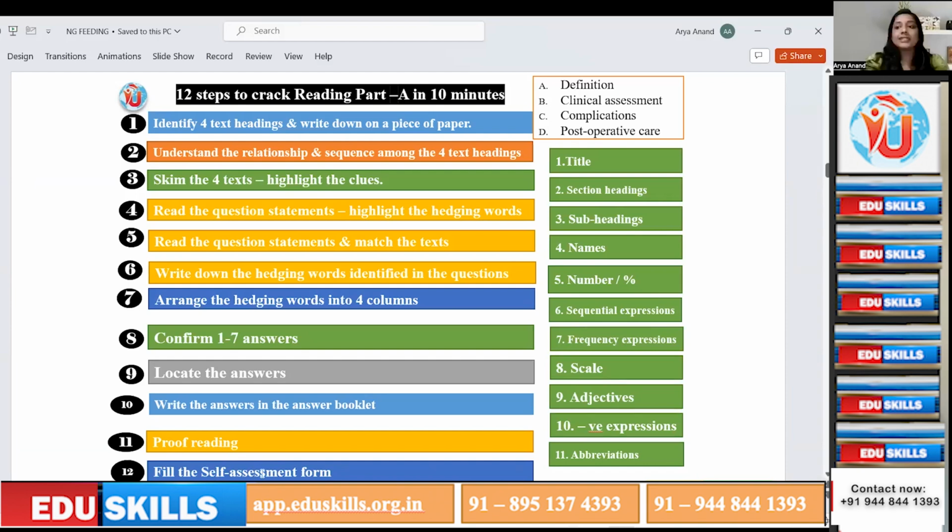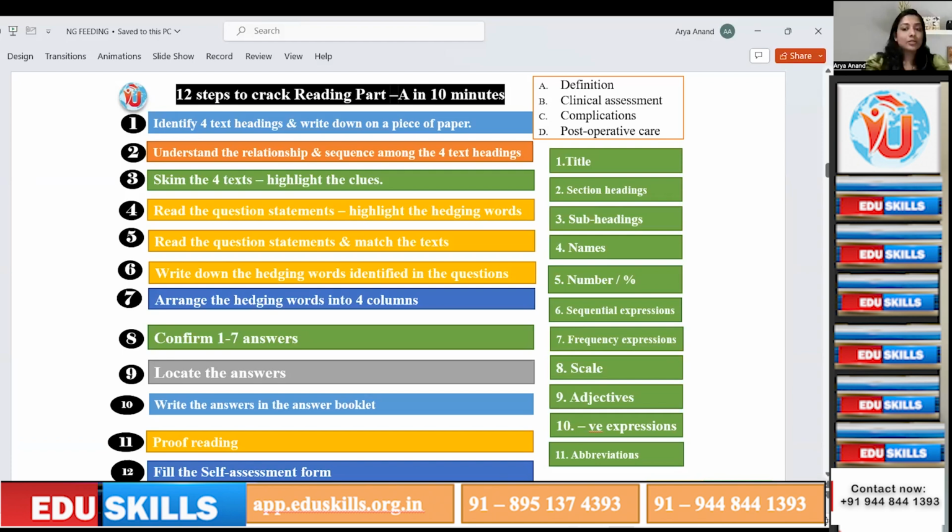Fill the self-assessment form. We have a self-assessment form. We are posting it in the Telegram platform. You can take the printout and write in the self-assessment form. You can put the date, and on that particular date, what score you have got, the same thing you have to mention there. So you can assess yourself.